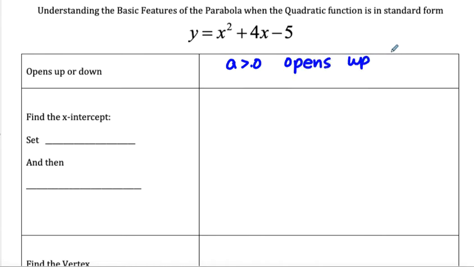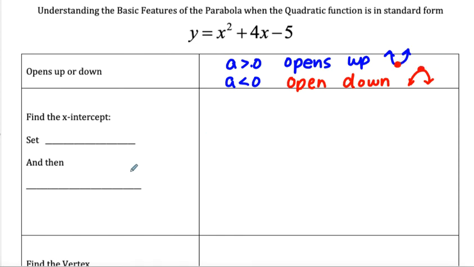The graph opens up, so it's going to look like a smiley face, a nice U. If a is less than 0, meaning negative, meaning the coefficient a in front, then it's going to open down. So that helps me immediately get a sense of what my graph is doing. Does it have a minimum or a maximum value?